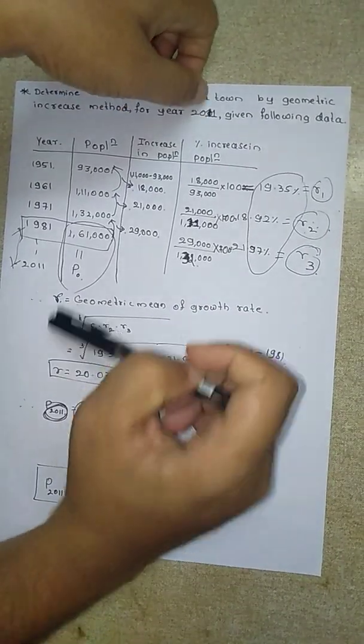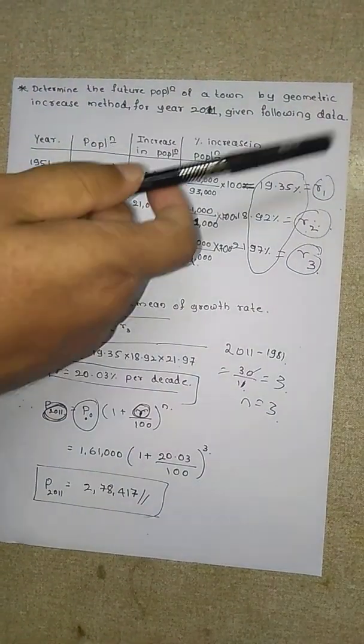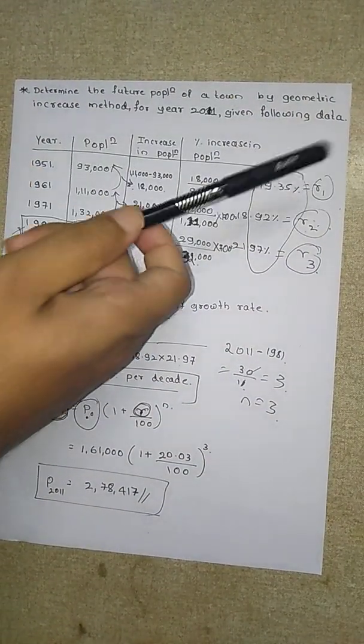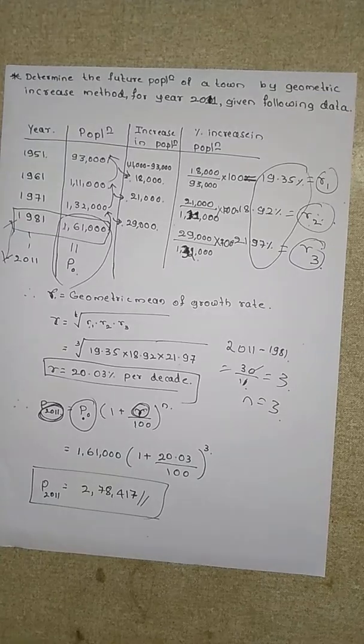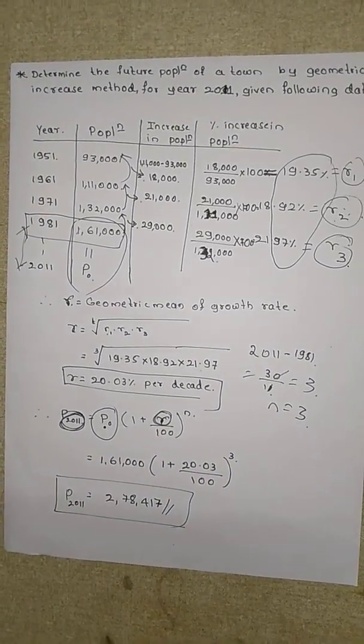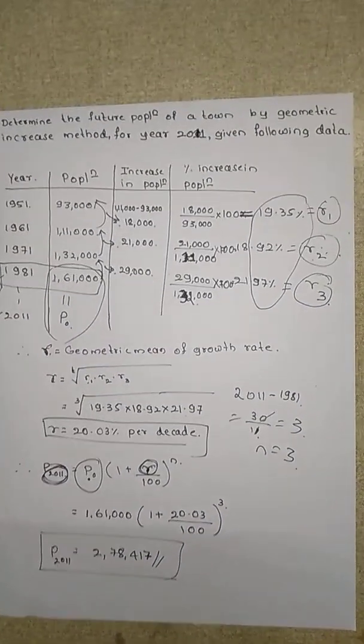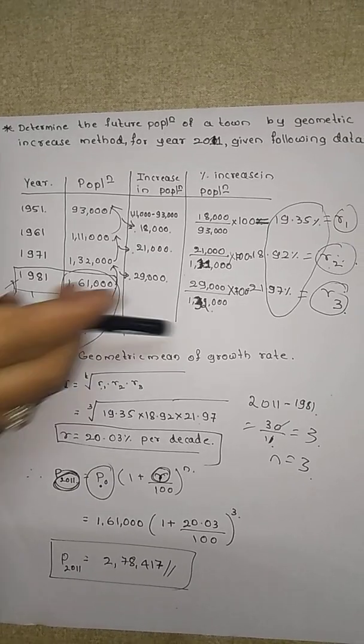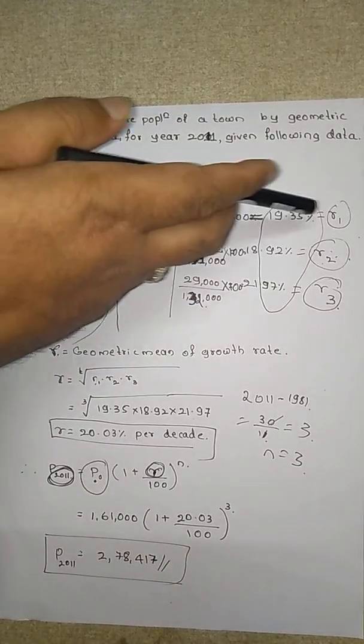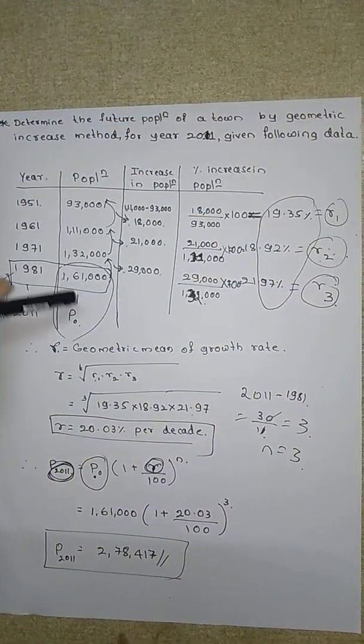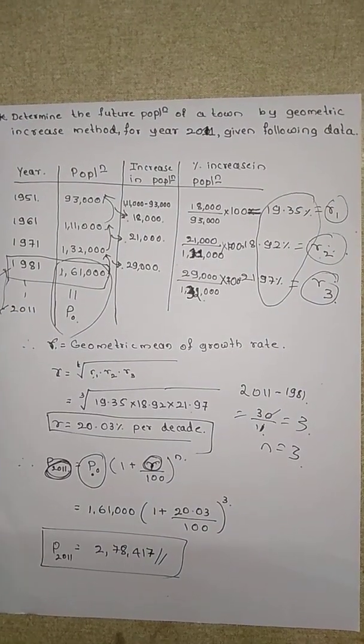Now from this R1, R2 and R3, you need to find out the value R. What is R? R is nothing but the geometric mean of the growth rate. Growth rates are nothing but R1, R2 and R3. Now geometric mean, how are you going to find it out?